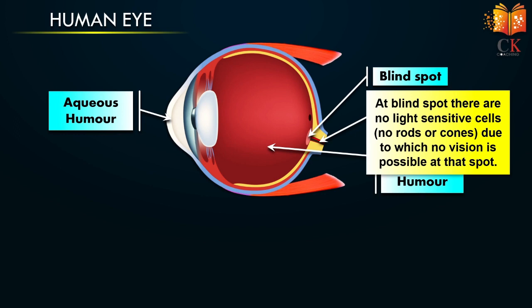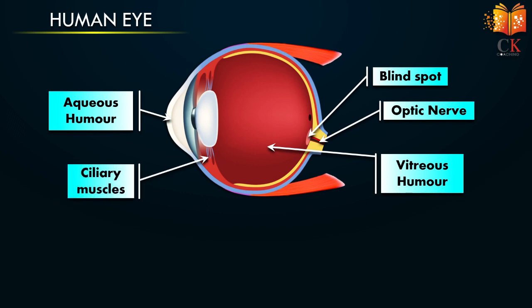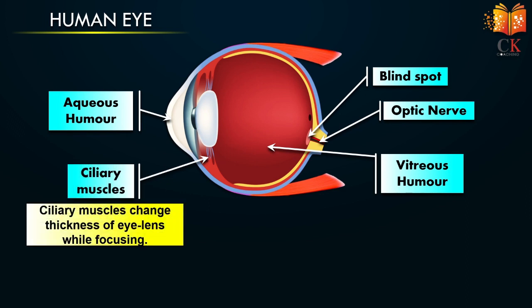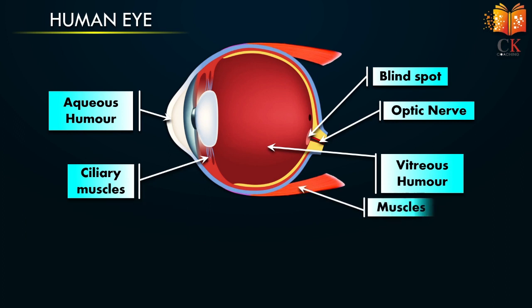This part is the ciliary muscles. Now ciliary muscles have a function that it changes the thickness of the eye lens while focusing, so it can adjust the focal length of the eye lens. We have to look at this as well. This one here is the muscles and this one the other parts here.